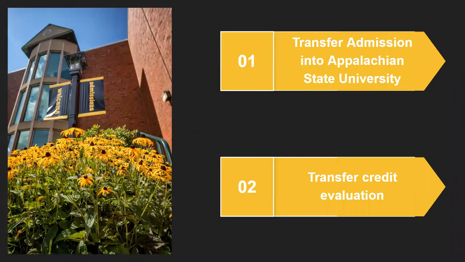Once the application is complete and all materials have been submitted, it goes through two stages. The first stage is review for transfer admission into Appalachian State University. During this stage, you will have an assigned transfer admissions counselor that will serve as your contact and support during the transfer process. If you are admitted to the university, then a credit evaluation will be completed to determine how your credits transfer into App State.